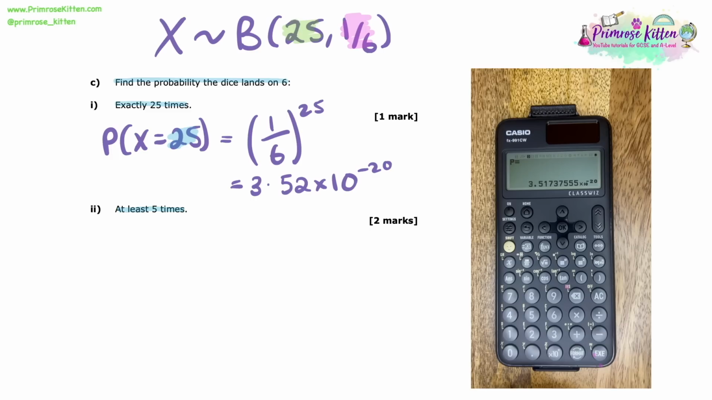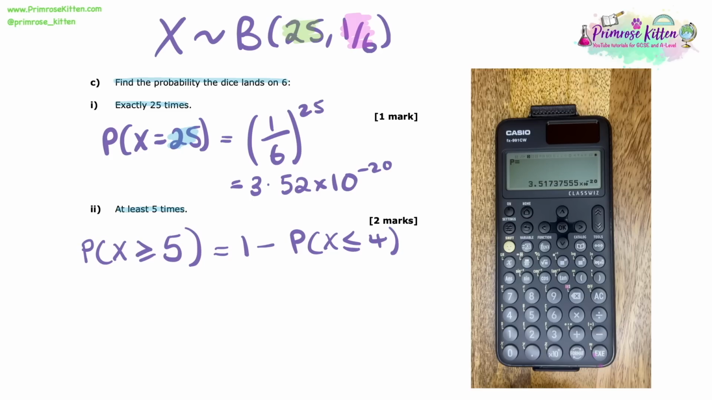Now let's have a look at working out the probability of the dice landing on a 6 at least 5 times. So let's start off by writing what we need to find. So we want the probability that X is bigger than or equal to 5. Now, although we have our calculators, we do want to show some level of understanding and method here. So because the binomial distribution is a cumulative one, let's rewrite this as 1 minus the probability of X being less than or equal to 4.